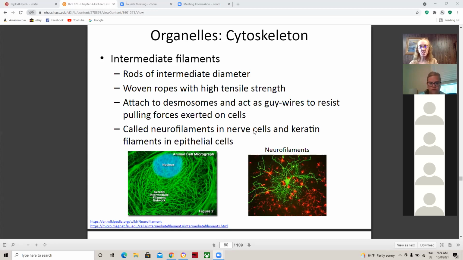If you've talked about the skin in lab, or you're going to talk about it, these are the keratin filaments that keep cells attached to one another and keep them hard and have the protective function.